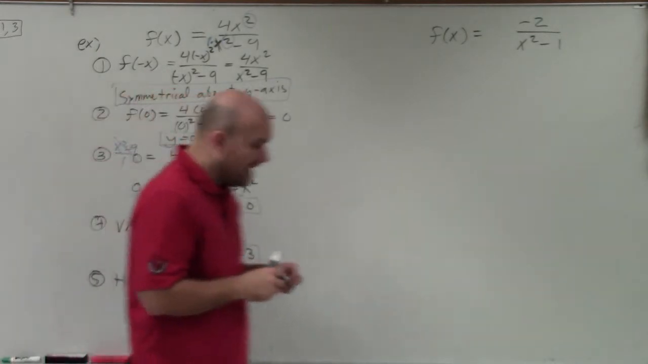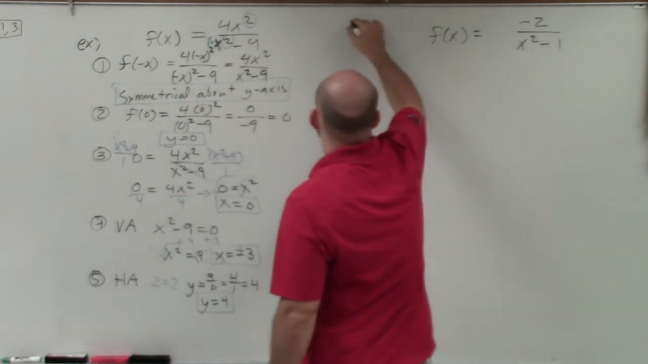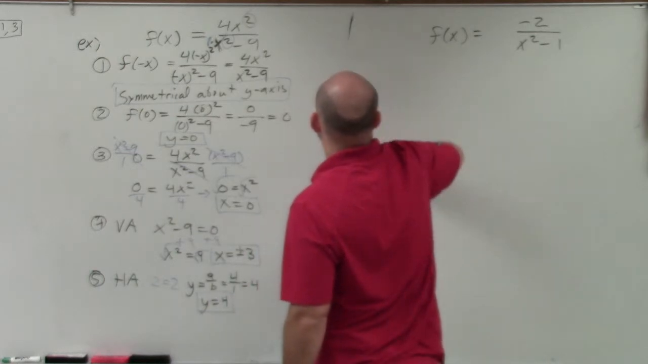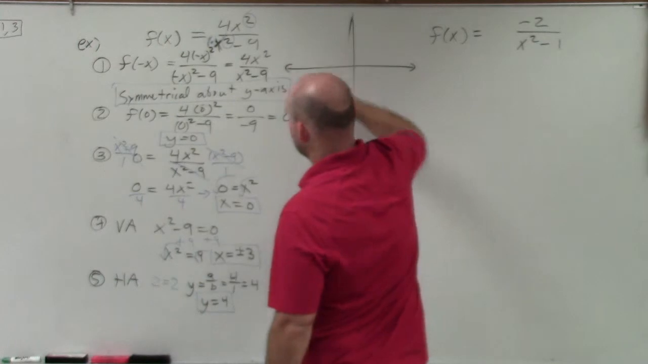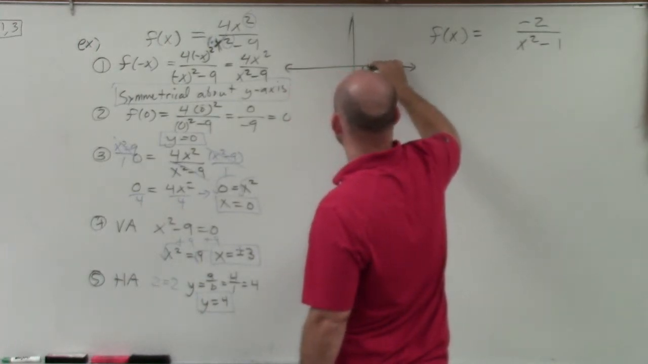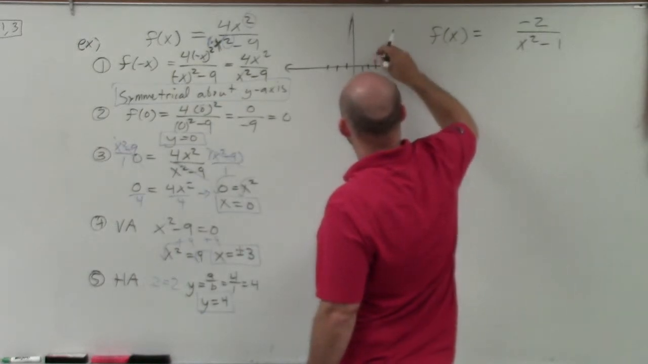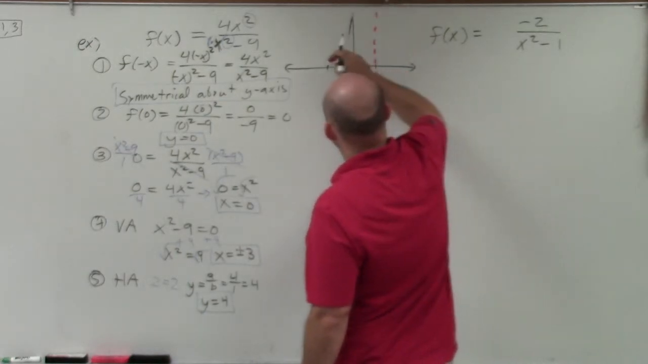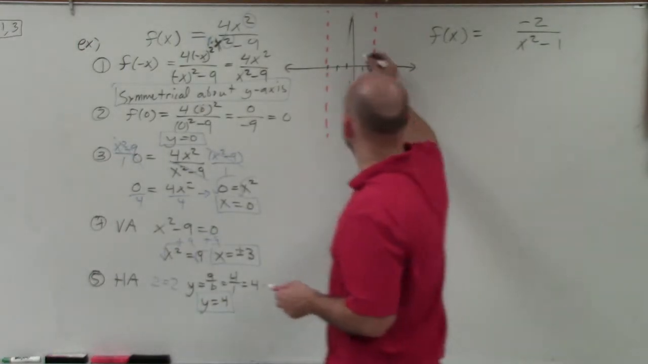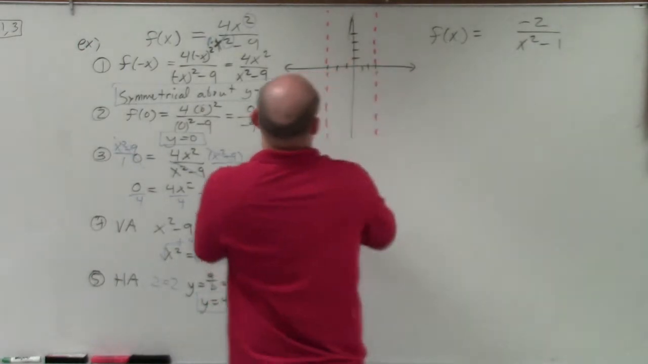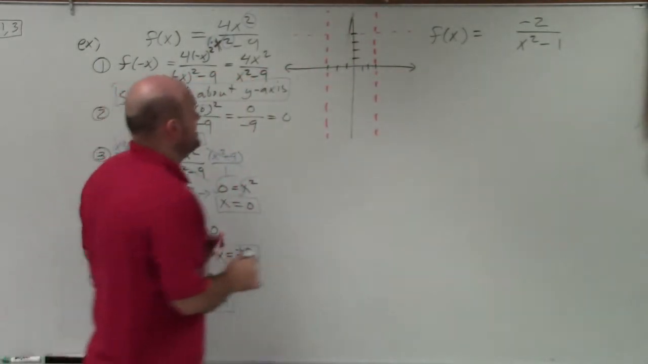OK, so before we go on and get a little bit farther, let's go ahead and plot the information that we have. So I'm at positive 3 and negative 3. 1, 2, 3. Okay, those are going to be asymptotes. And then I have a horizontal asymptote at 4. 1, 2, 3, 4. And I have an x and a y-intercept at 0.